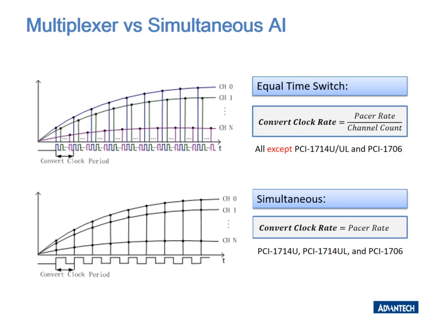There is also another difference between the card which uses a single ADC and multiple ADCs. For the card using a single ADC, it uses the multiplexer to switch the channels. Therefore each channel will have a small time delay, like the top picture shown. And for the multiple ADC card, we can also call it a simultaneous AI card. Because it has multiple ADCs, different channels of data can be measured at the same time without time delay, like the picture below shows.